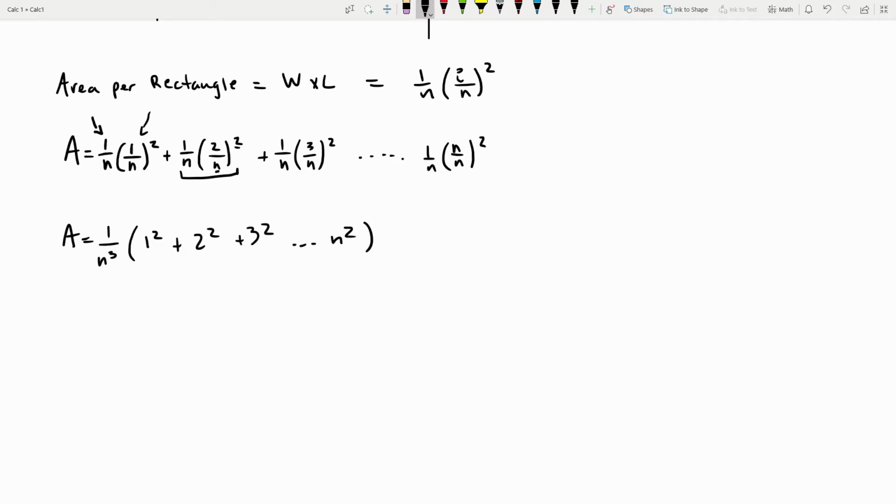So there you go. This is what the expression would look like after we have factored out the 1 over n cubed, which was the common term. Now, this right here is a pretty well-known formula. Maybe you don't know it, but if you don't, here's your time to learn it. It's basically the sum of squares up to n, and n can be any integer. So this expression right here actually evaluates to n times n plus 1 times 2n plus 1 over 6.